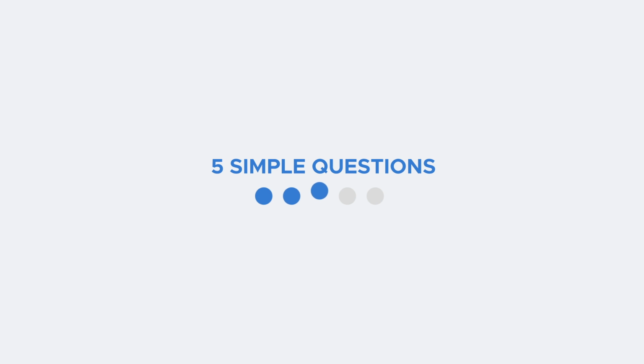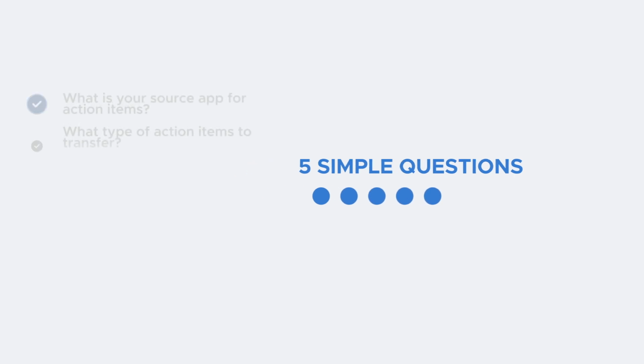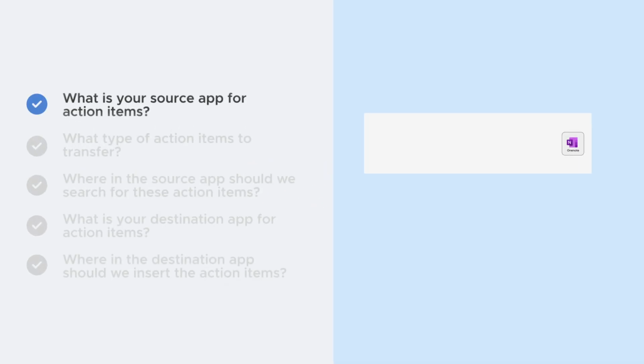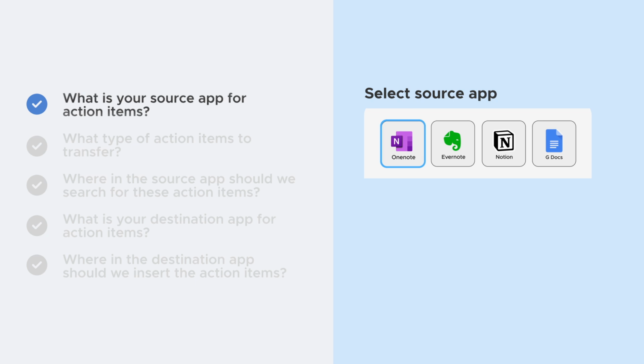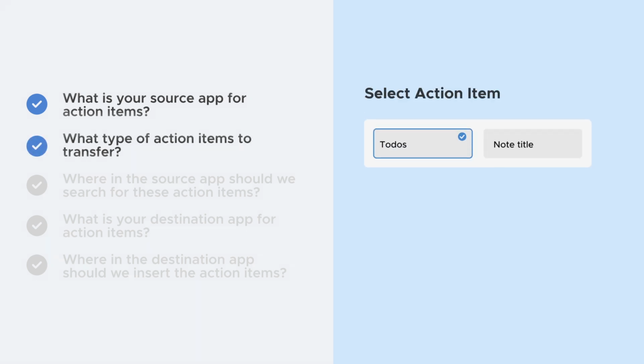Initial setup is easy. It's based on 5 simple questions. 1. What is your source app for action items? Click to select and authorize your app. 2. What action items do you want to transfer? Typically to-do list items or note titles.